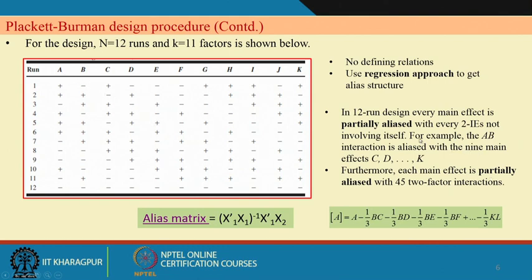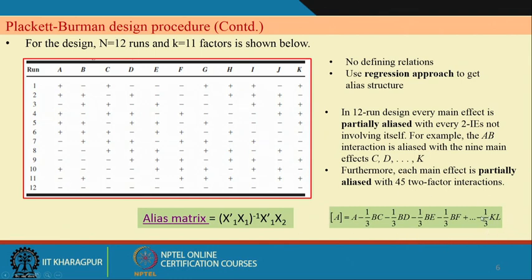So, that means, for example, the AB interaction is aliased with the 9 main effects involving C, D, E and K. Furthermore, each main effect is partially aliased with 45 2 factor interactions. Now, let us see how this kind of alias structure is generated.